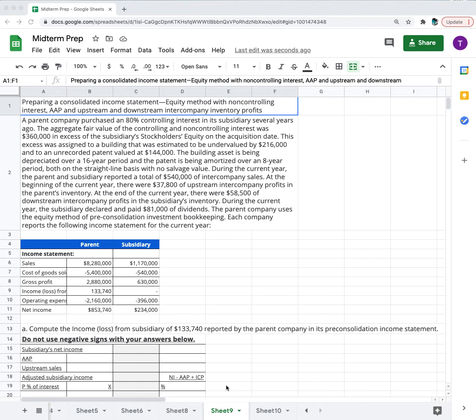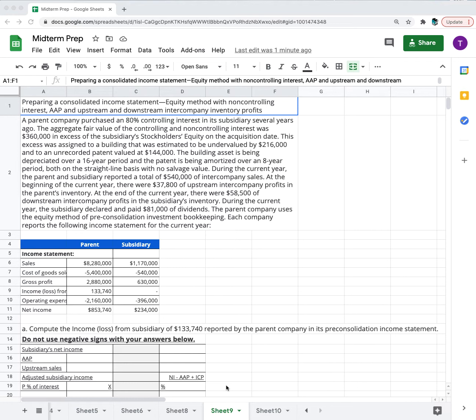In this problem, we're preparing a consolidated income statement, equity method with an NCI, AAP, and upstream and downstream intercompany inventory profits. A parent company purchased an 80% controlling interest in its subsidiary several years ago. The aggregate fair value of the controlling and non-controlling interest was $360,000 in excess of the subsidiary's stockholders' equity on the acquisition date. This excess was assigned to a building that was estimated to be undervalued by $216,000 and to an unrecorded patent valued at $144,000.